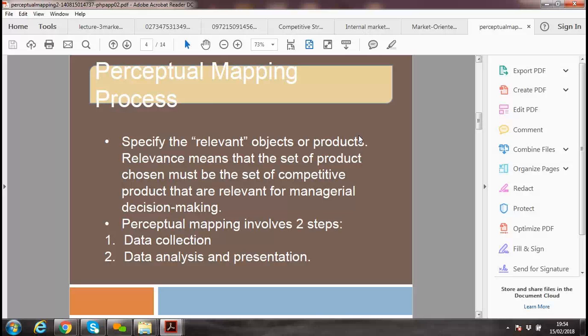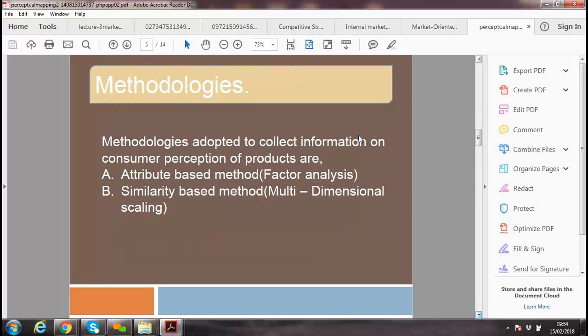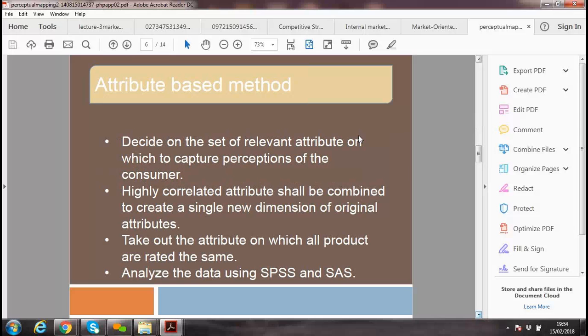What is meant by competitive advantage? It is the advantage which you have over your competitors. It could be cost, location, price, or reputation. So when making the perceptual map, we need to collect data, analyze the data, and then show it. We can use different methodologies or research techniques, like factor analysis, factor attributes, similarity-based methods, and multidimensional scaling, which you may have learned about in engineering as well.